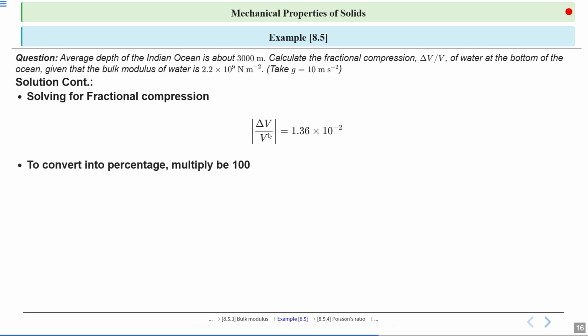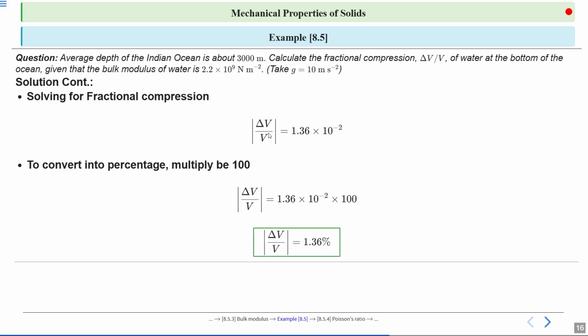To convert into percentage, multiply by 100. So here, the modulus of delta V divided by V is equal to 1.36 times 10 raised to the power minus 2 times 100. Solving this, you will get in terms of percentage, 1.36%. This means that even under extreme pressure, water volume decreases by just a small amount.